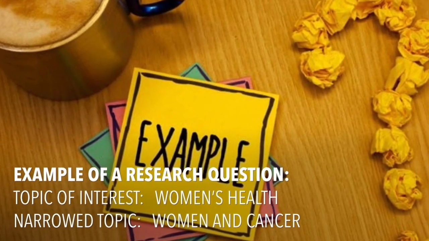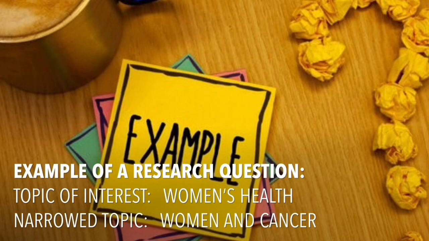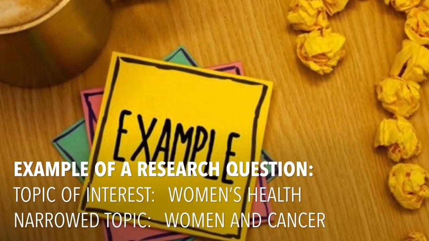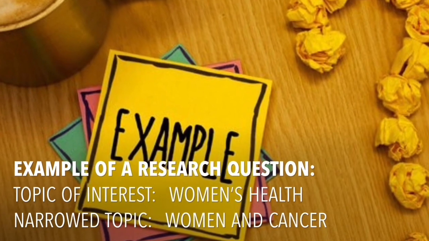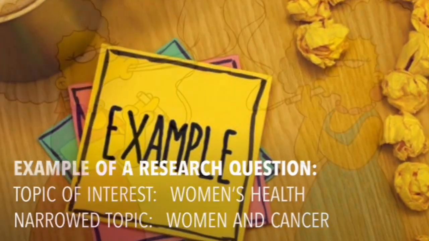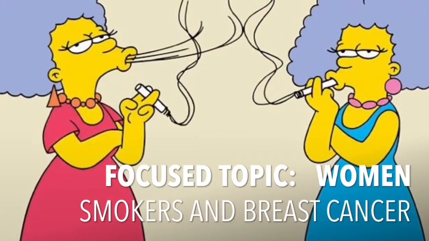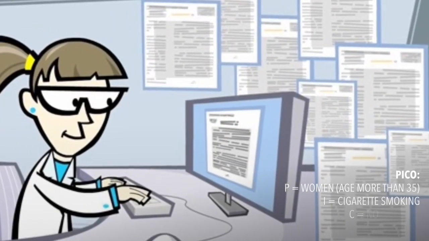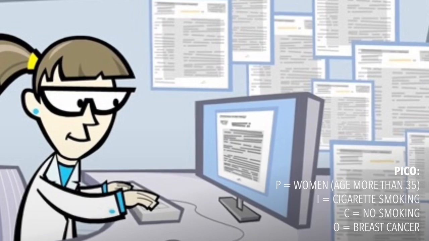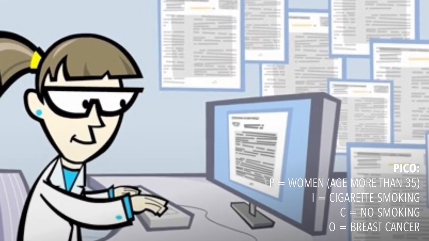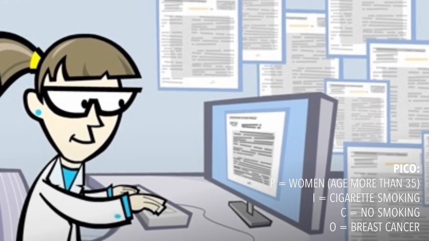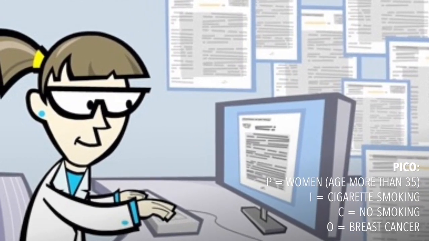Now it's time to use the information we have to formulate a research question. My topic of interest is women's health. The narrowed topic, women and cancer. The focused topic, women smokers and breast cancer. BICO, the population, women. Intervention, cigarette smoking. Comparison, no smoking. Outcome, breast cancer.